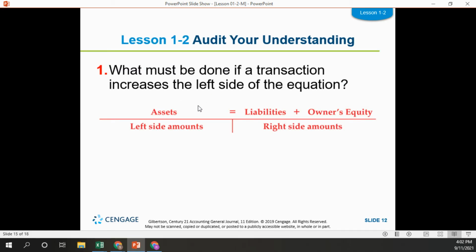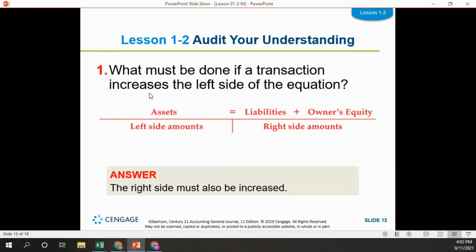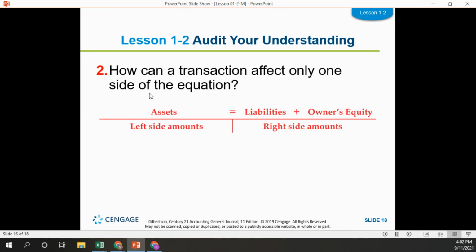All right, so here are some questions. What must be done if a transaction increases the left side of the equation? Well, if we increase the left side of the equation, then we have to increase the right side of the equation, right? Like so.